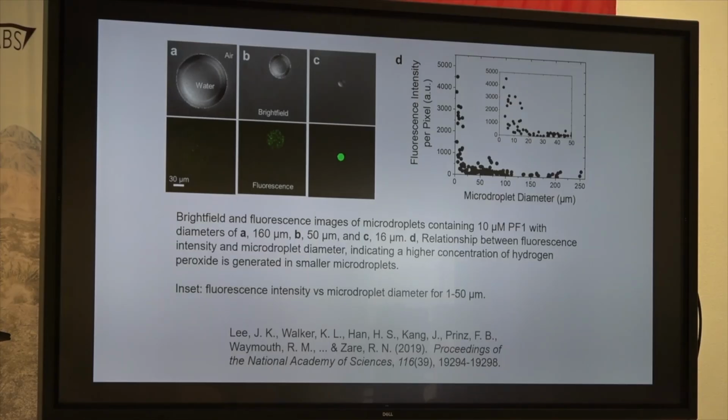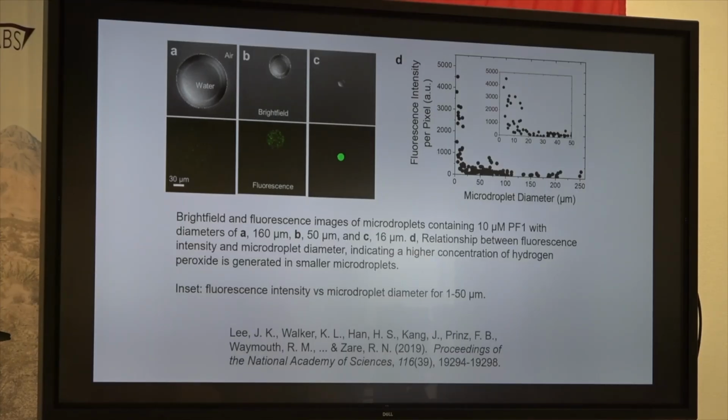Okay. And done by these people in my lab. And we're looking at A, B, and C. What's A? A is 160 microns across. I'll remind you, a human hair is about 100 microns in diameter. B is 50 microns, half a human hair. And C is 16 microns.